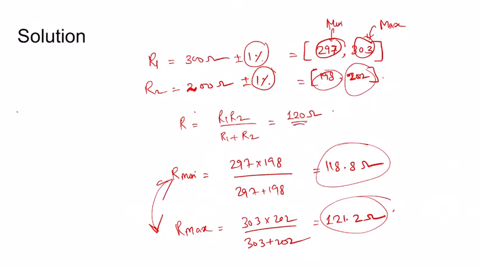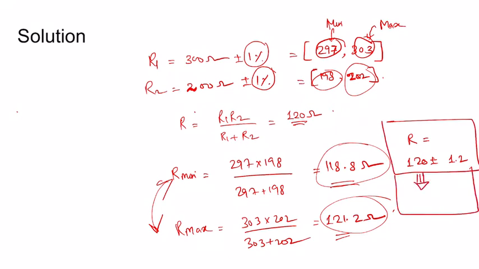So you can see with respect to 120, this is 120 plus or minus 1.2, that is the value of R. This implies that R equals 120 plus or minus 1%, that is 1% of 120, which is 1.2 ohms. So this is the value of R.